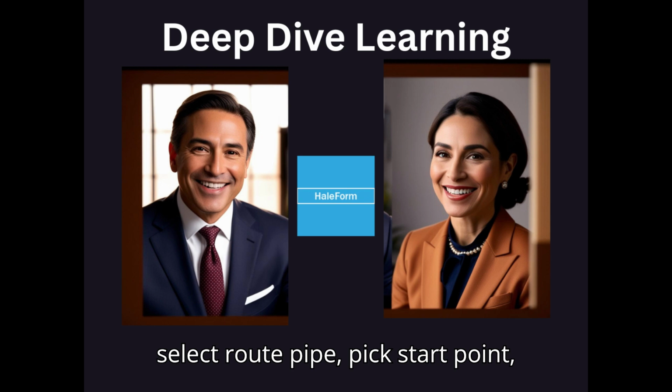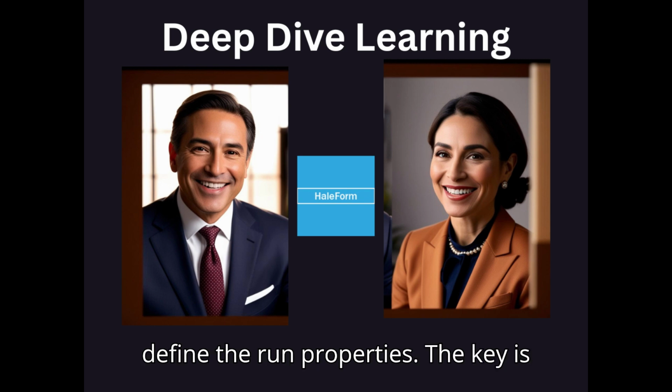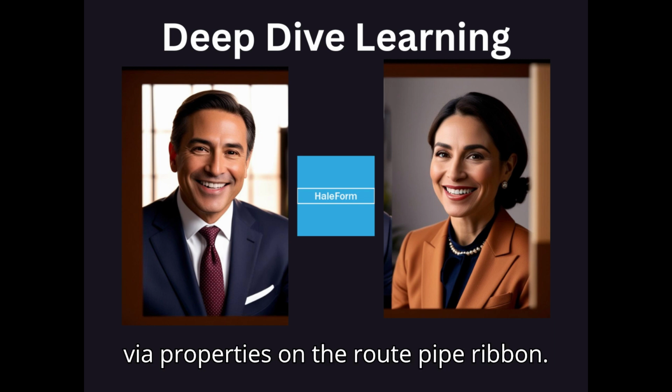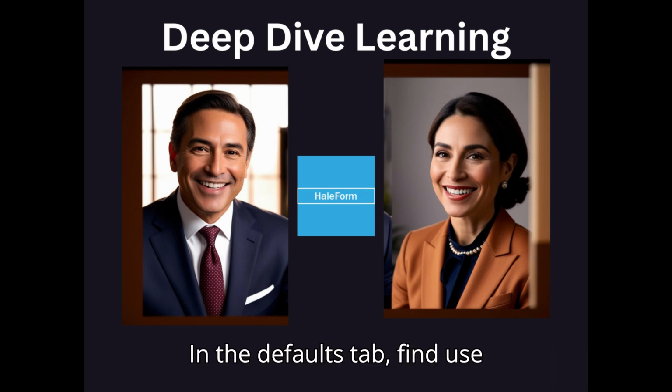Okay, select route pipe, pick start point, define the run properties. The key is the route pipe settings dialog. Get to it via properties on the route pipe ribbon. In the defaults tab, find use purchase length.